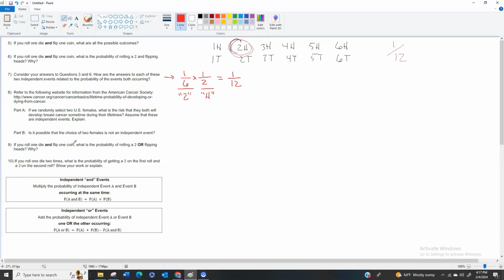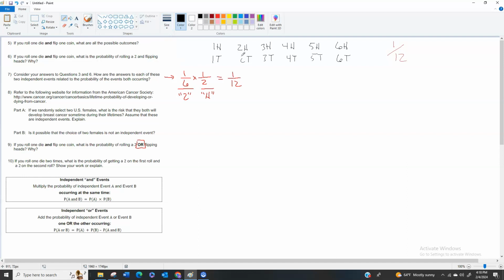So if you roll 1 die and flip 1 coin, what is the probability of rolling a 2 or flipping heads? Now we're talking about something a little bit different. We're talking about an or instead of an and. So we're not saying we need a 2 and a heads. We're saying we want a 2 or a heads. So if we go back to our original setup here, what we mean by the or is that we can get either one and we will count it.